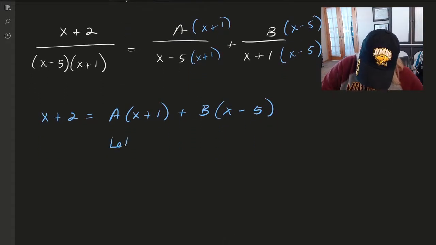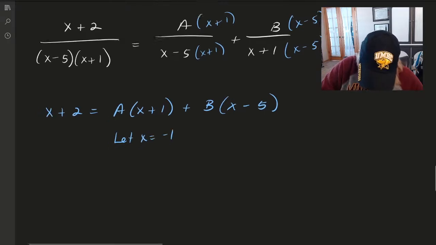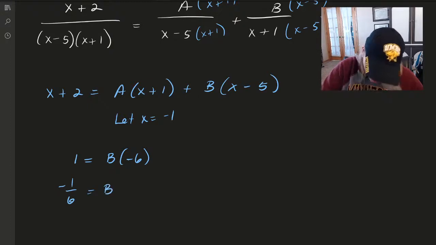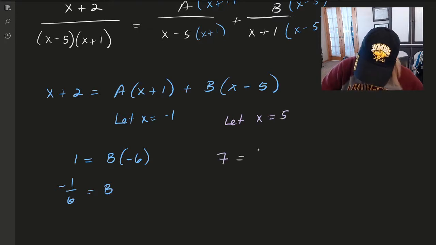So now we're going to let x equal -1. That's going to give me -1 plus 2, which is 1, equals b times -6. So -1/6 equals b. And we're going to do the same thing over here. We're going to let x equal 5. So that gives me 7 on the left equals 6a. So 7 over 6 equals a.